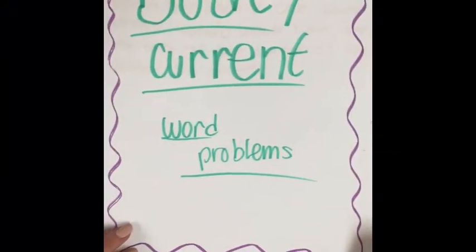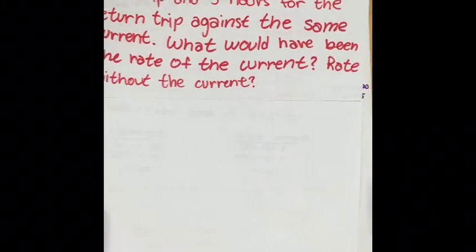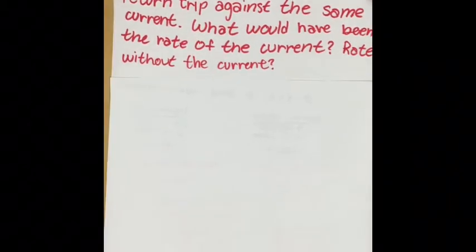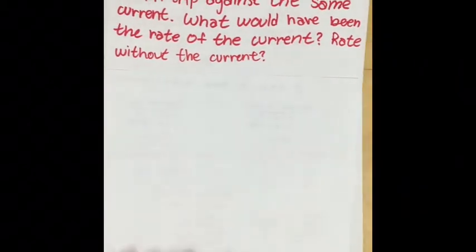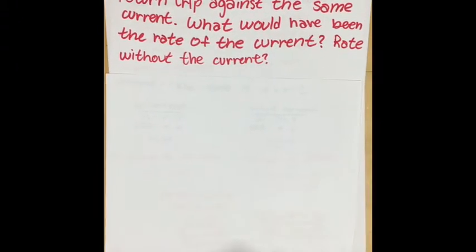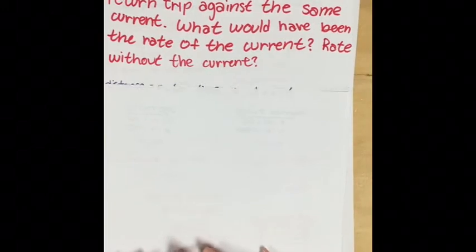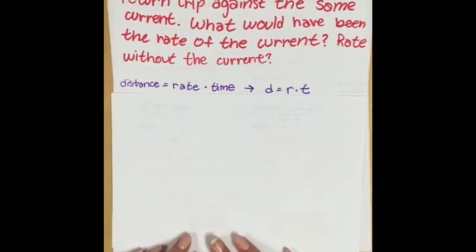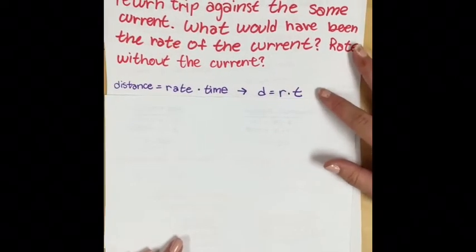So these are boat and current word problems. So the first problem is it required 4 hours for a 500-kilometer boat trip and 5 hours for the return trip against the same current. What would have been the rate of the current, and the rate without the current? So you want to use the distance equals rate times time equation here.